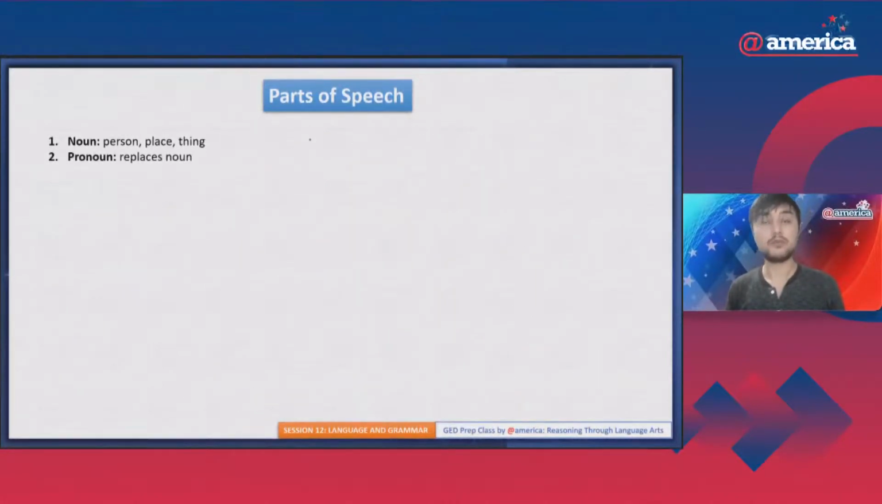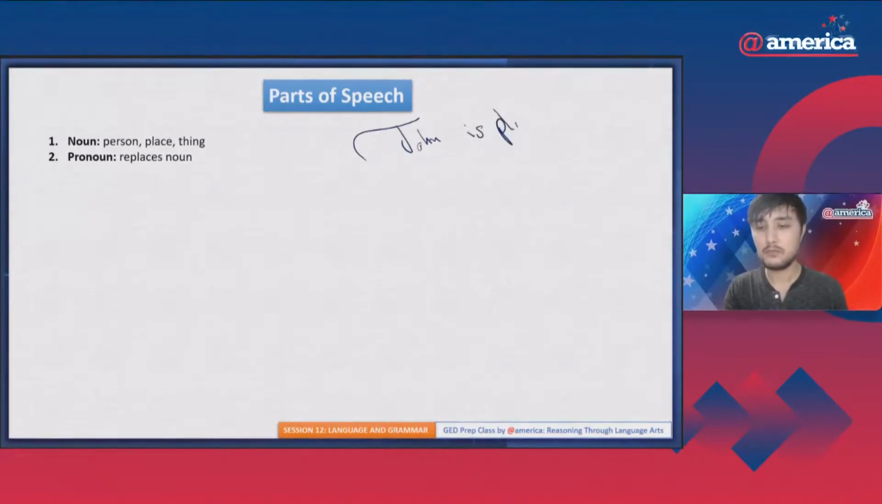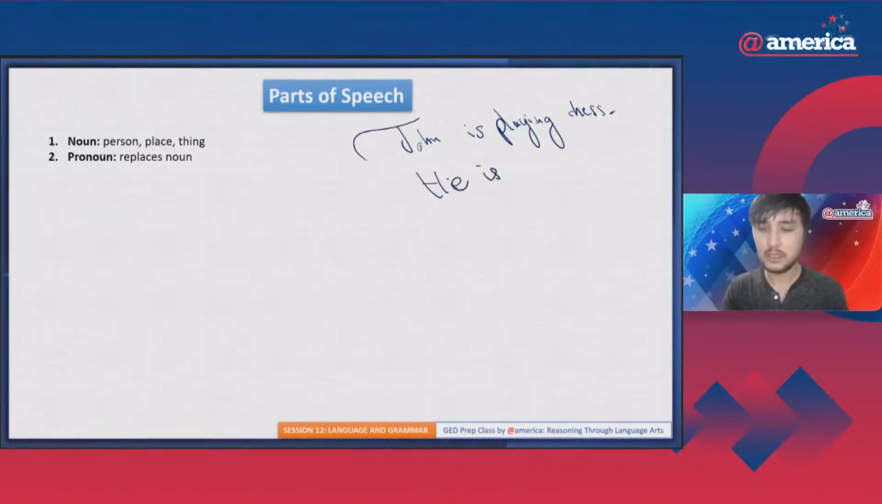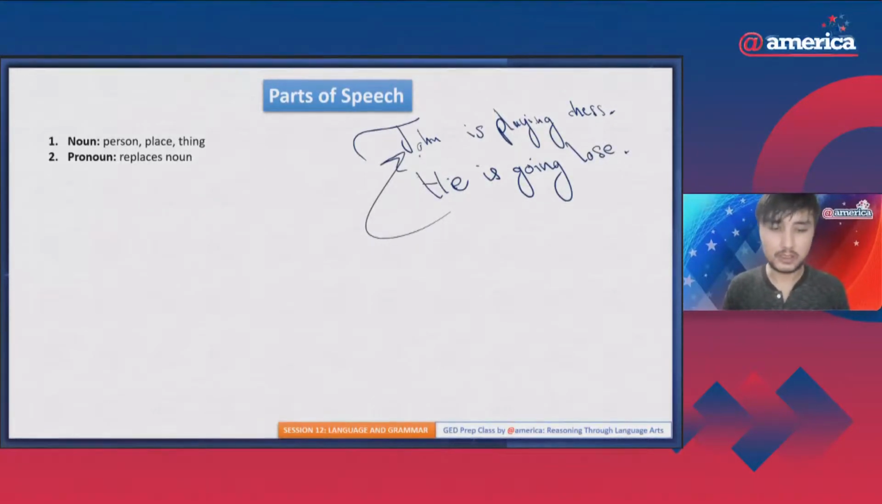Okay, so pronouns, they replace nouns. If you want to talk about John, John is playing chess right now. And if you want to continue the sentence and say, oh, he is going to lose. We know that he in here has replaced John.